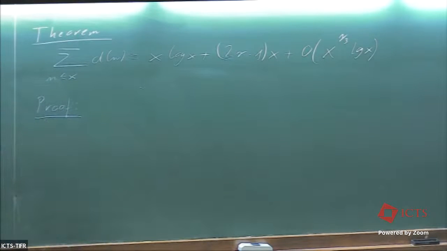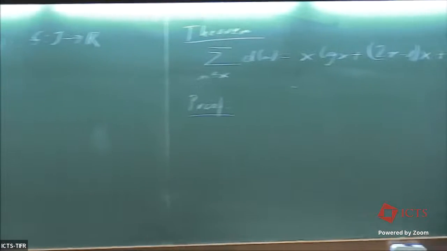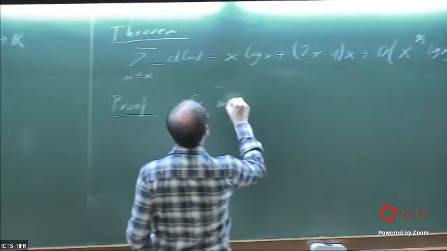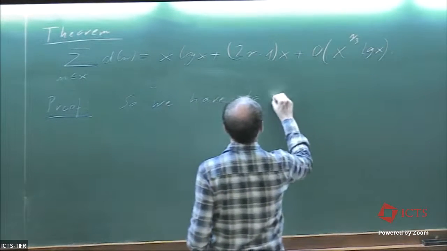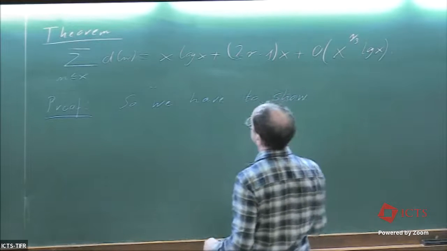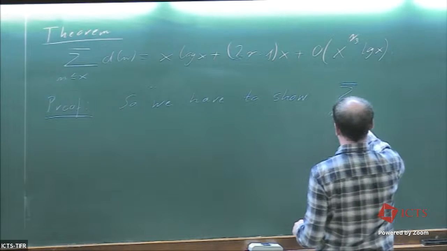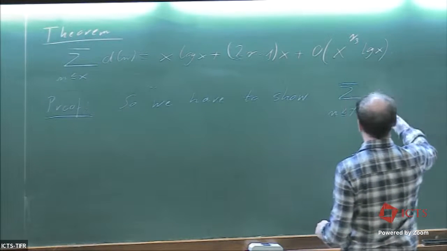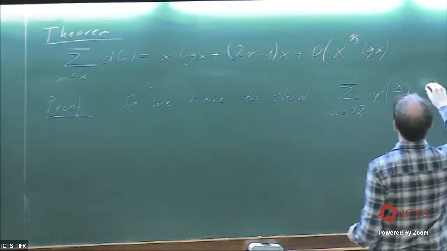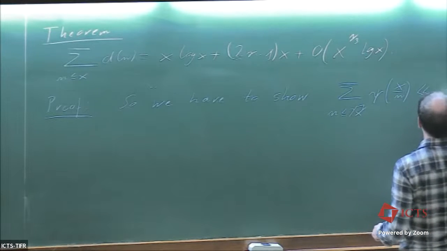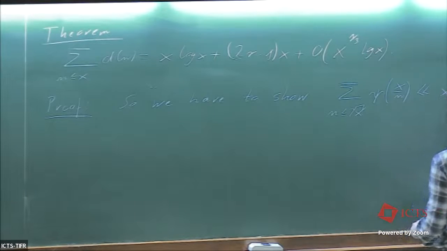And basically what we need to do is just putting everything together. So from that lemma, we know what the error term is. We need to estimate that sum here. Then we can rewrite this using that lemma. So we have to show that the sum over n less or equal square root x of psi of x divided by n is bounded by x to the 1/3 times log x.